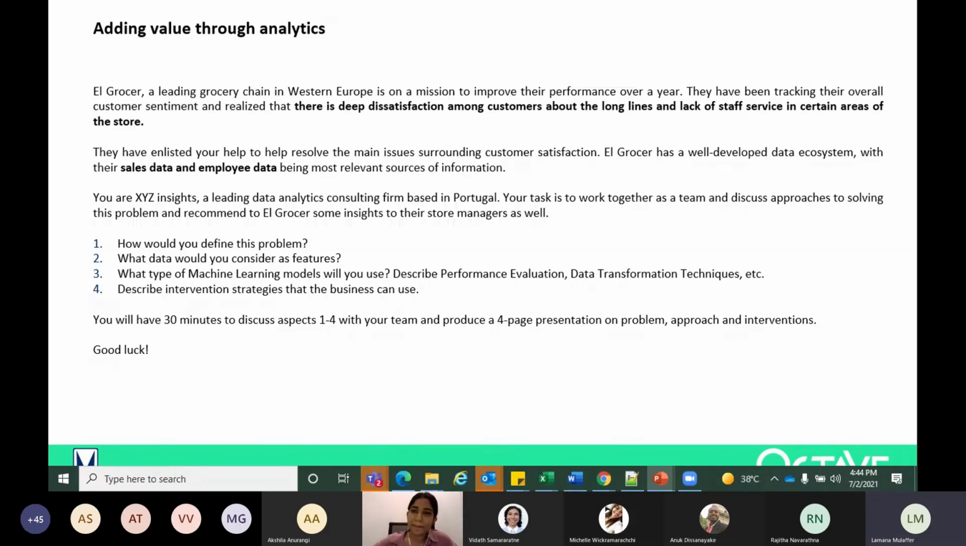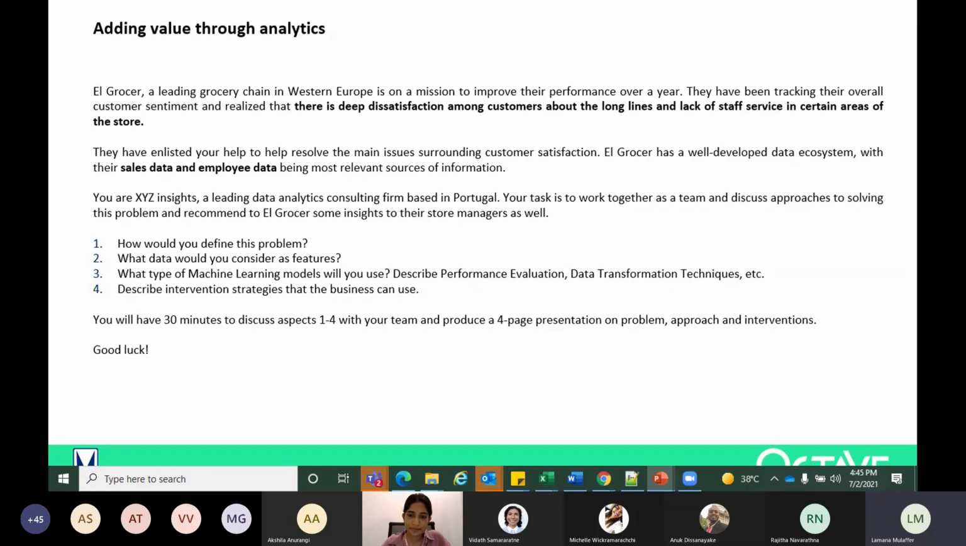Cool. Thanks, Chamodi. So guys, I hope you'll have a good idea about what the problem is, right? The main problem is that there are long lines and lack of staff service. So they want to come up with some analytics-based interventions to solve this, right? Now, the way we typically approach data science problems is broken into these 4 components: problem definition, features, modeling techniques, and interventions, right?